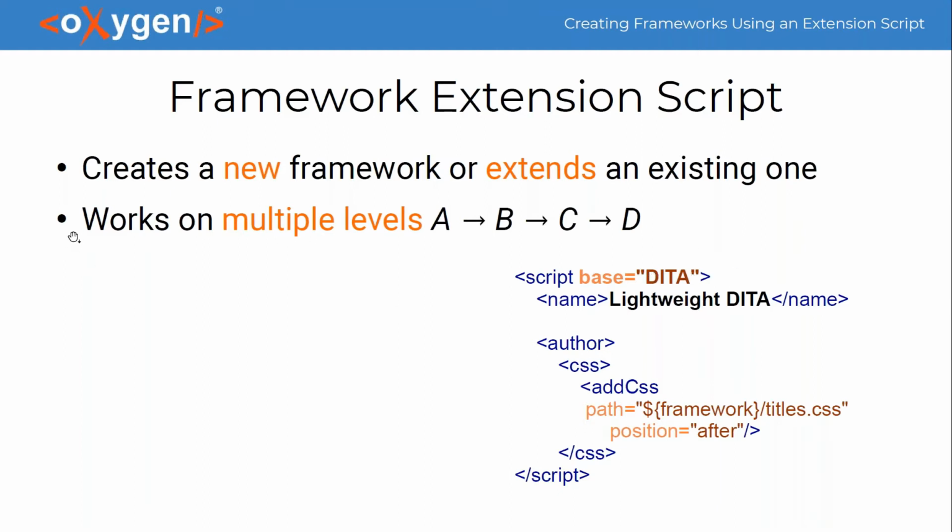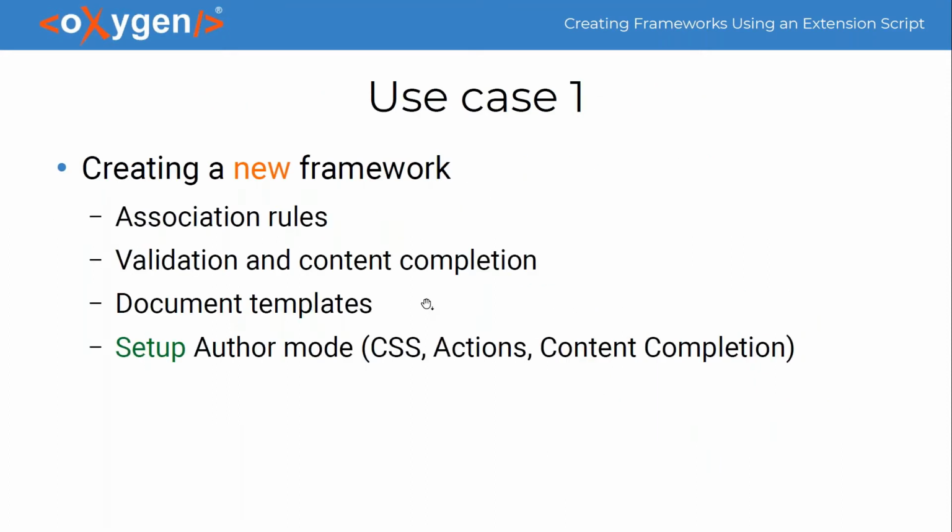And what's good, what we gain compared with the already existing extension mechanism, is that this script works on multiple levels. So you can have an A framework that extends a B framework, that extends a C framework, and so on. So to see it in action, let's take the first use case, the one about creating a new framework.